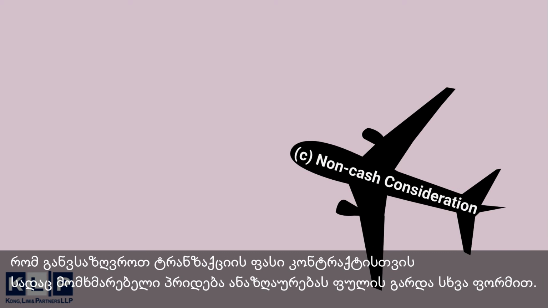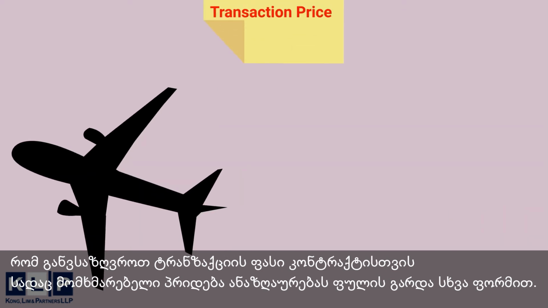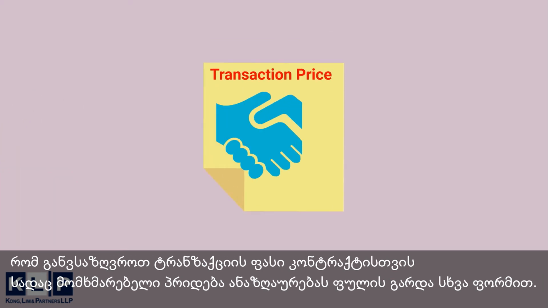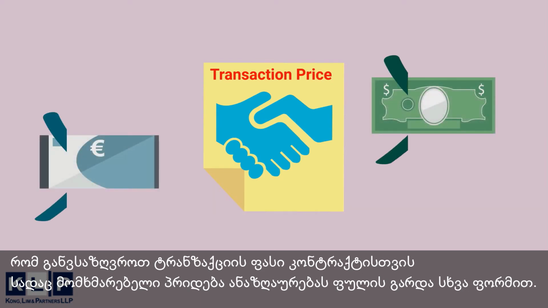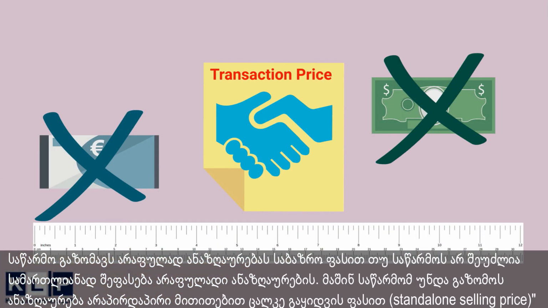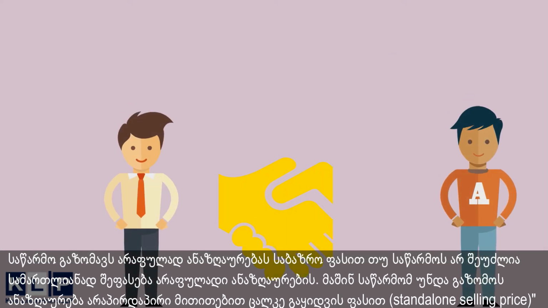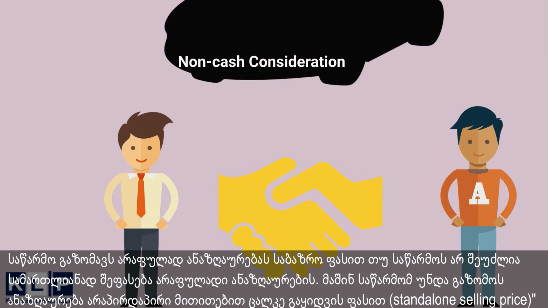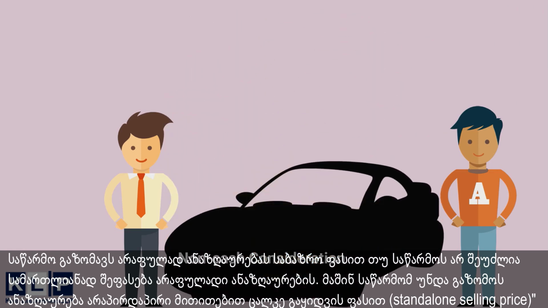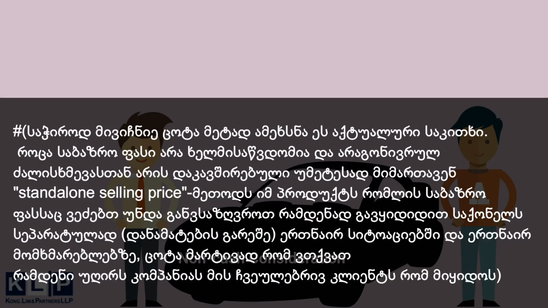To determine the transaction price for contracts in which a customer promises consideration in a form other than cash, an entity shall measure the non-cash consideration at fair value. If an entity cannot reasonably estimate the fair value of the non-cash consideration, the entity shall measure the consideration indirectly by reference to the standalone selling price of the goods or services promised to the customer in exchange for the consideration.